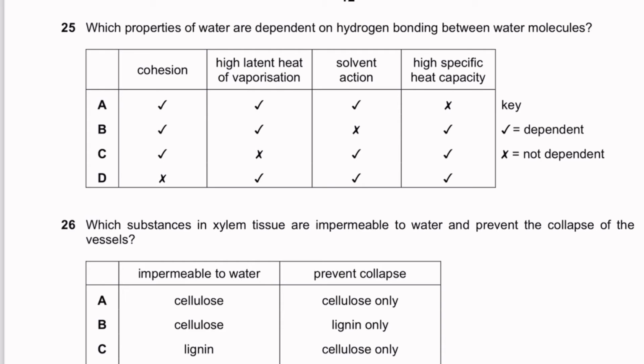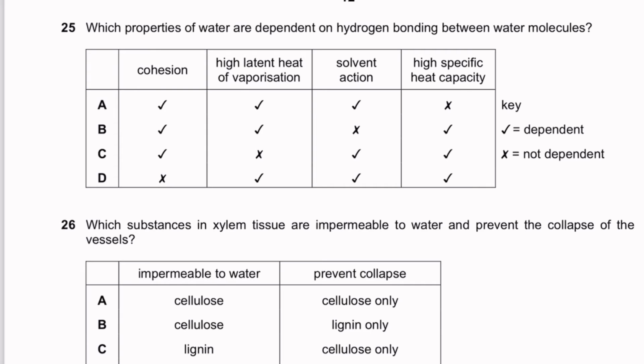And solvent action, because water is able to form hydrogen bonds, it's able to dissolve things because it's polar, and so it's able to dissolve other polar molecules. And then high specific heat capacity is dependent in the same way that high latent heat of vaporization is dependent. But somehow in this question they want you to eliminate one of them. So which one do you think is the least dependent on hydrogen bonding? Yes, they're all dependent, but in some way or another, one of them is not that dependent.